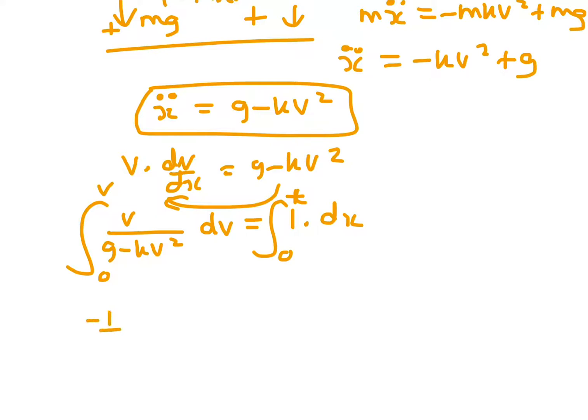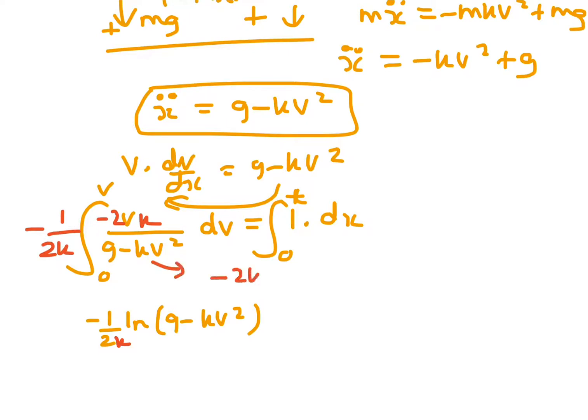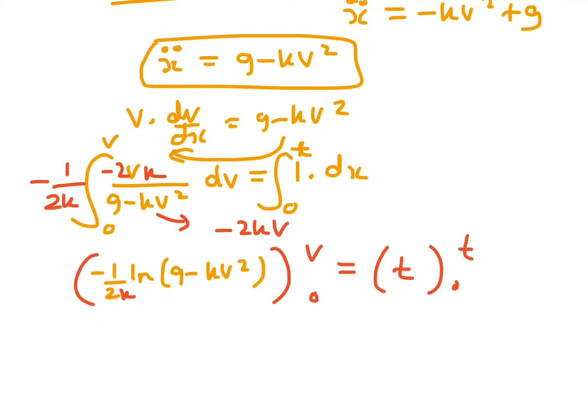So this is minus a half ln g minus kv squared, because it is the log, and there should be a minus 2k there. So you've got to divide by minus 2k, so divide by minus 1 on 2k, because the derivative of that is minus 2kv. So the minus 2k is missing. And that's going to be from 0 to v, and this is going to be x, from 0 to x.